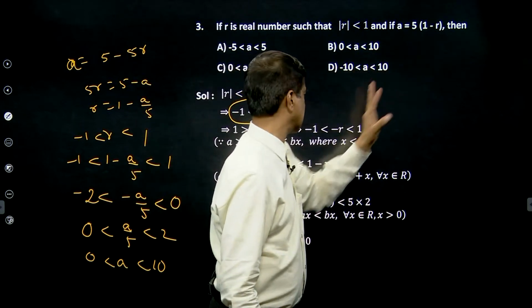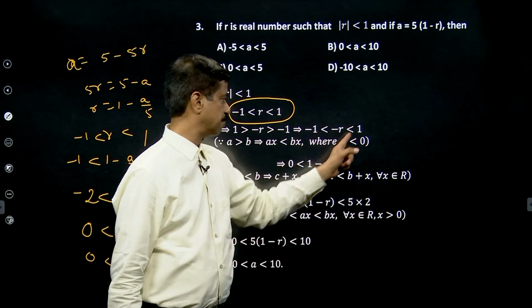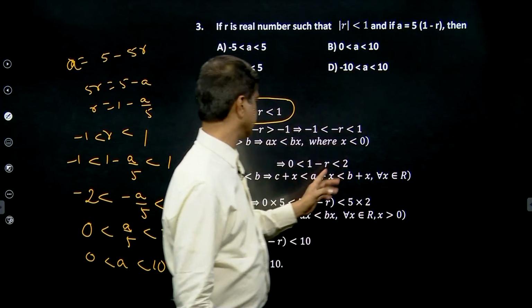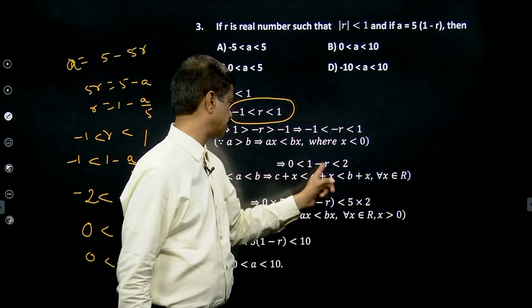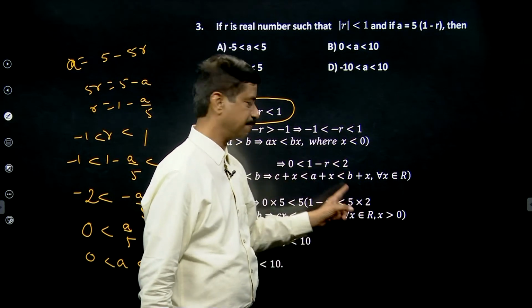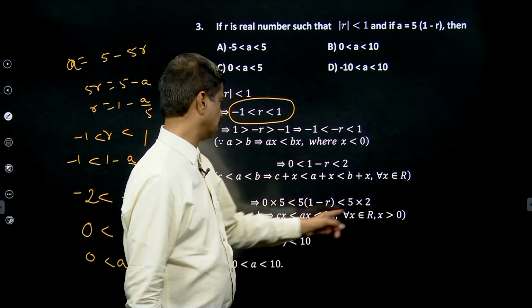I want 1 minus r, add 1. 1 minus r is 1 minus 1 is 0, 1 plus 1 is 2. So 1 minus r is there, so I need into 5. So multiply by 5. 5 into 1 minus r is greater than 0 into 5 is 0, less than 2 into 5 is 10. So 5 into 1 minus r is a. a is greater than 0, less than 10.